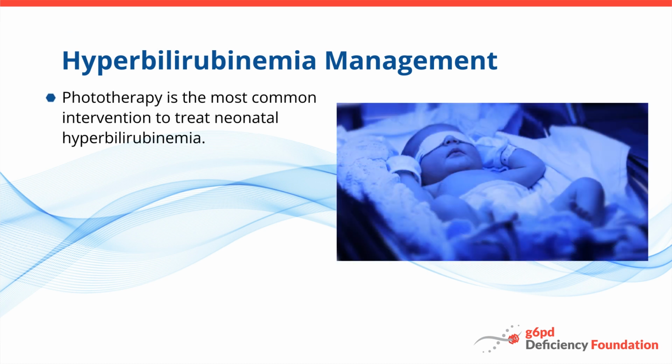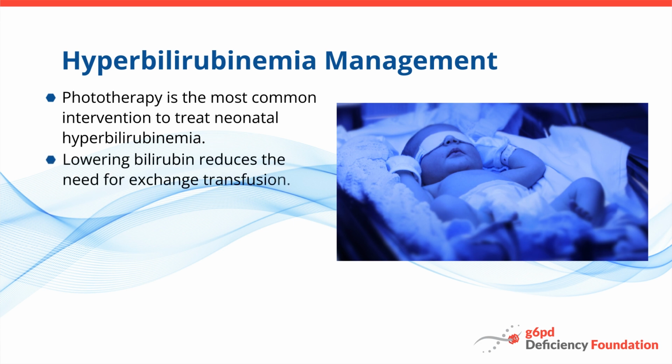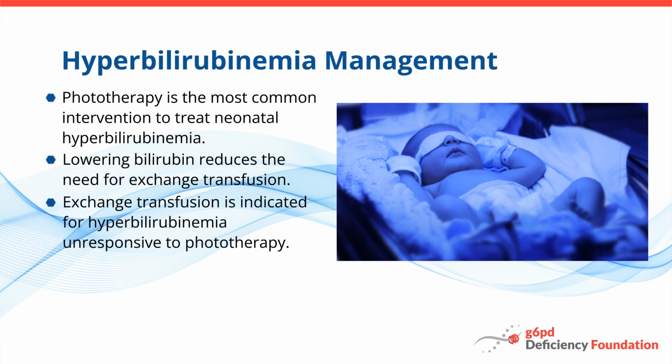Phototherapy is the most commonly used therapy for hyperbilirubinemia. This therapy is used to reduce total bilirubin levels, to lower the potential need for exchange transfusions, and to reduce the risk of neurological damage. When a neonate with hyperbilirubinemia is unresponsive to phototherapy, exchange transfusion is indicated.